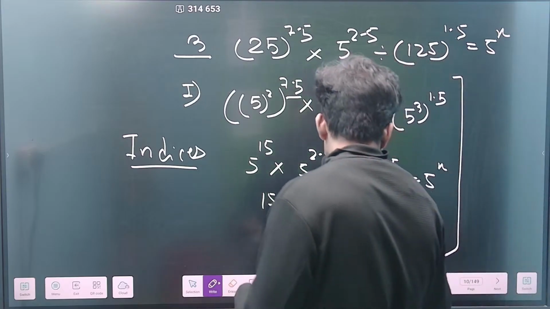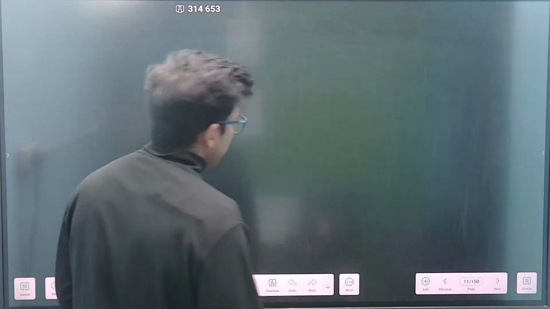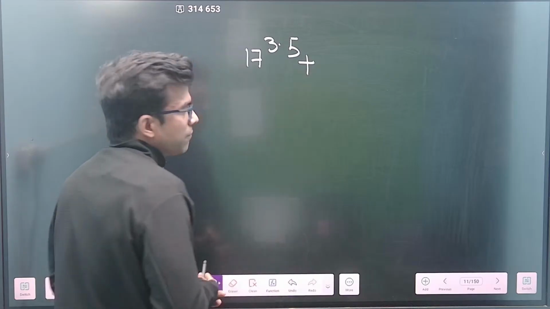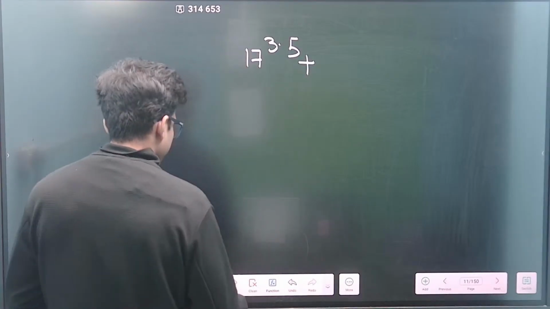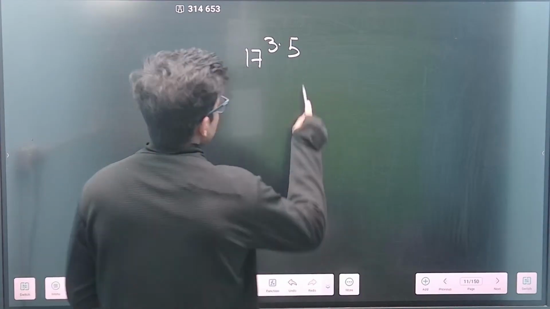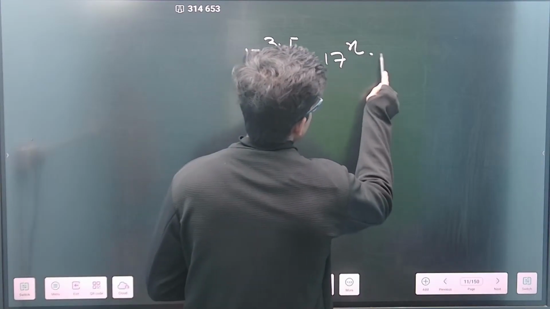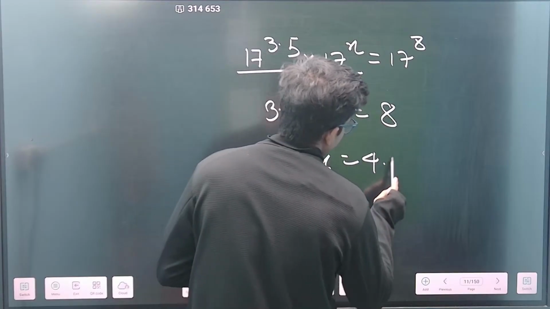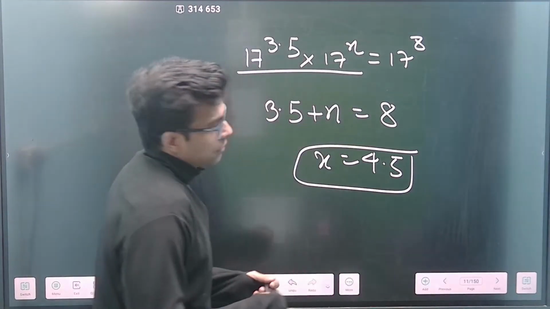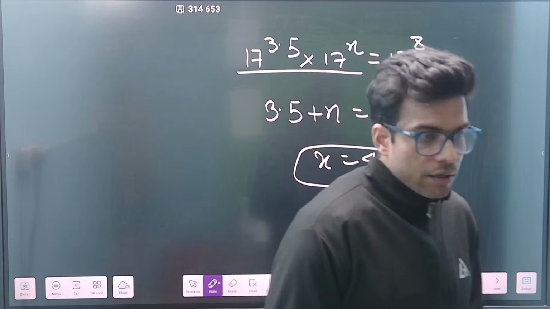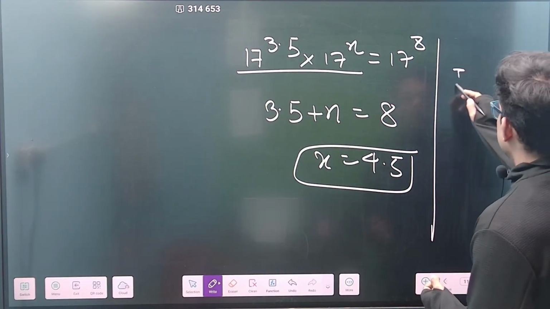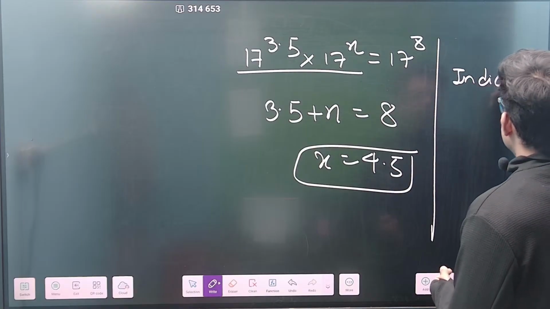Let me give you one more question. The question is 17 to the power 3.5 plus, you write plus, and then multiply 17 to the power x equals 17 to the power 8. From here x equals 4.5. Directly answer. Again, the point is what you're using here. You are using indices.